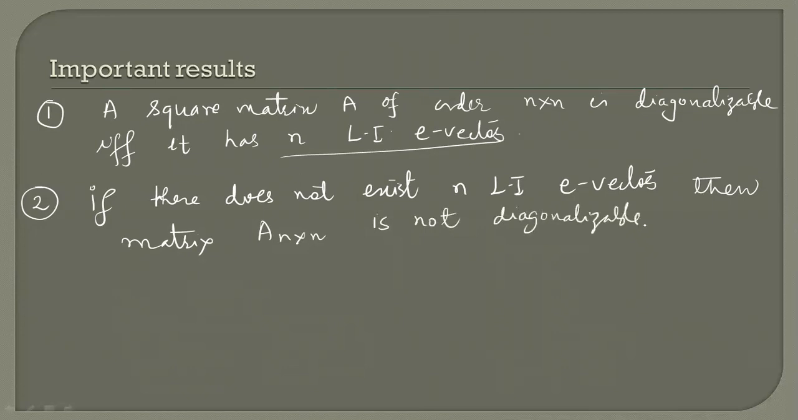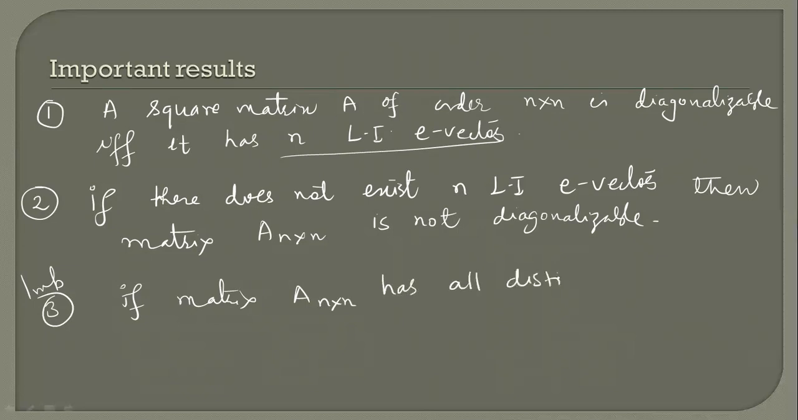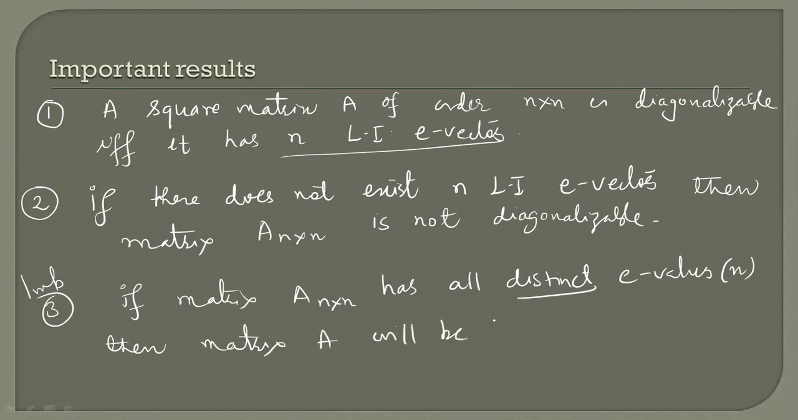And the third very interesting result: if matrix A of order n cross n has all distinct eigenvalues, that number will always be n, because for an n cross n matrix we get an nth degree characteristic equation, and all the eigenvalues are distinct. It means we will get n distinct eigenvalues here. Then matrix A will be diagonalizable. How am I claiming this?